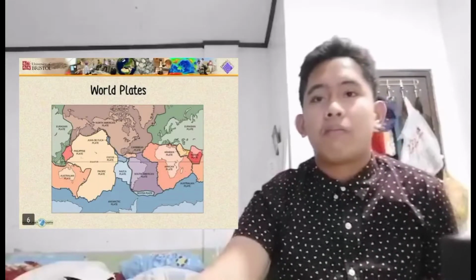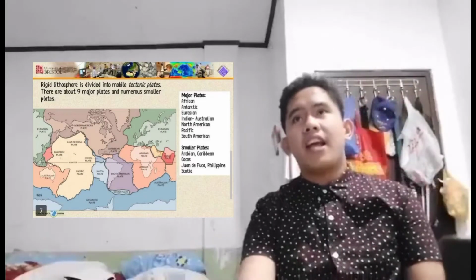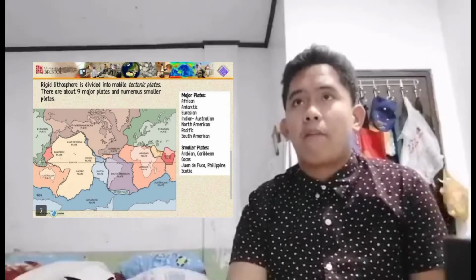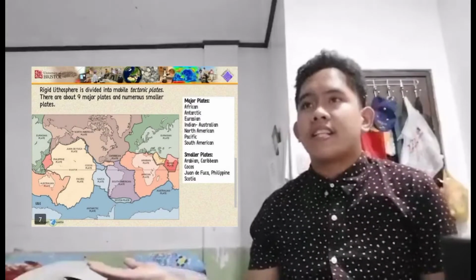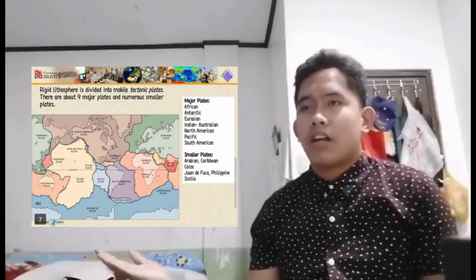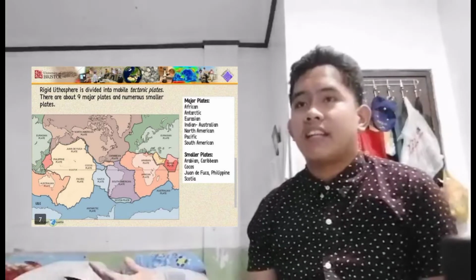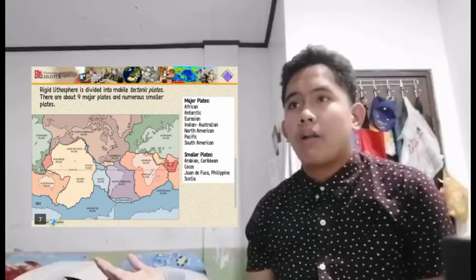Here are the world's plates. Rigid lithosphere is divided into mobile tectonic plates. There are about 9 major plates and numerous smaller plates. What is rigid lithosphere? Rigid lithosphere is the rocky outer layer of the Earth. The major plates are the African, Antarctic, Eurasian, Asian, Australian, North American, Pacific, and South American. The smaller plates are the Arabian, Caribbean, Caucasus, Juan de Fuca, Philippines, and Scotia.